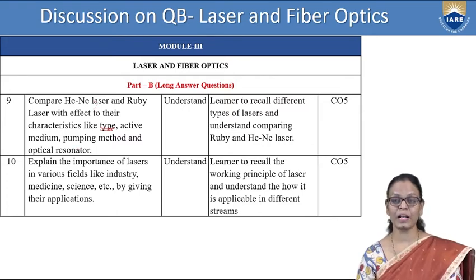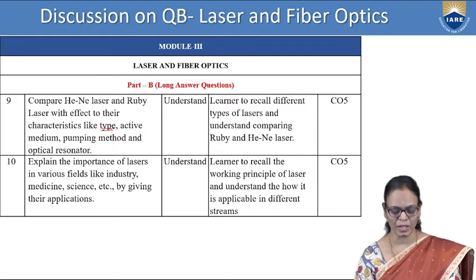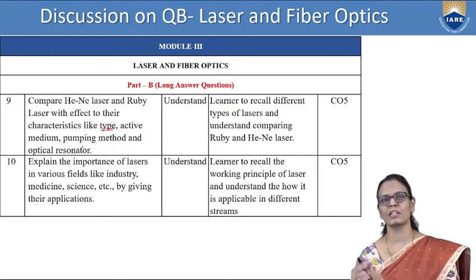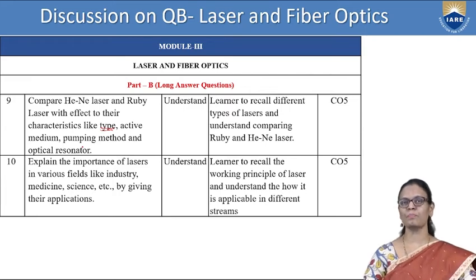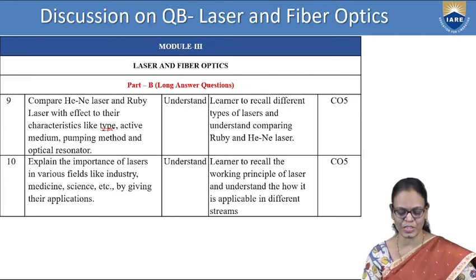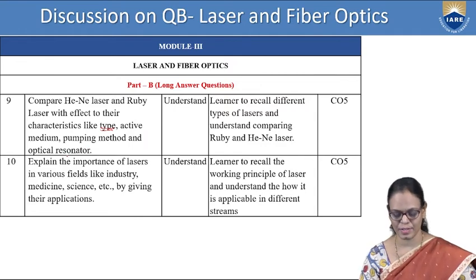And then the optical resonator. What is the optical resonator here? The ruby rod itself with the mirrors placed in between the mirrors will act as optical resonator. Here the tube in which the gas is filled is placed between two mirrors, which acts as the optical resonator. So all the points you have to discuss one by one with respect to all these characteristics.